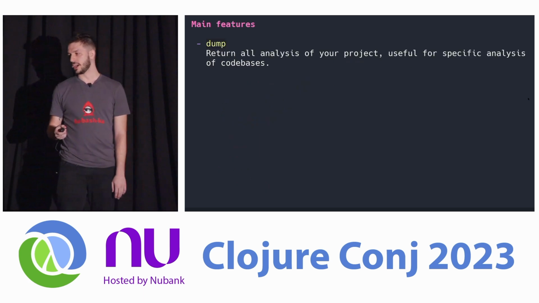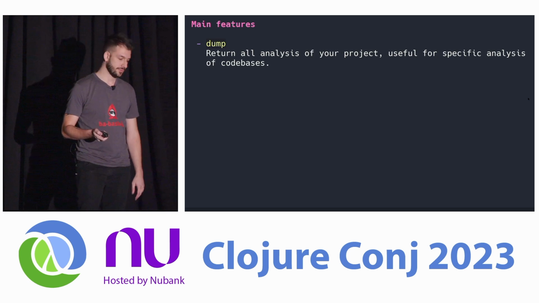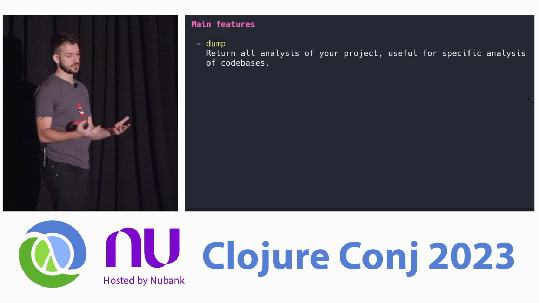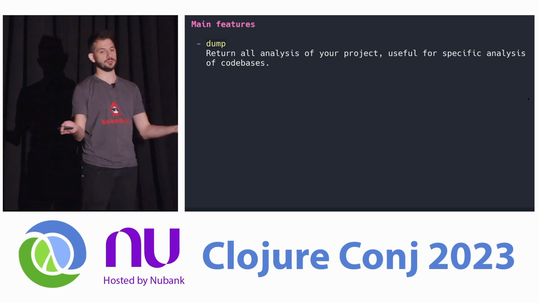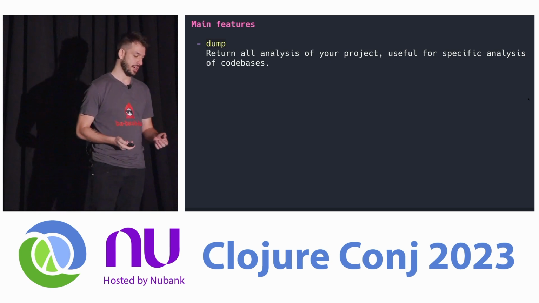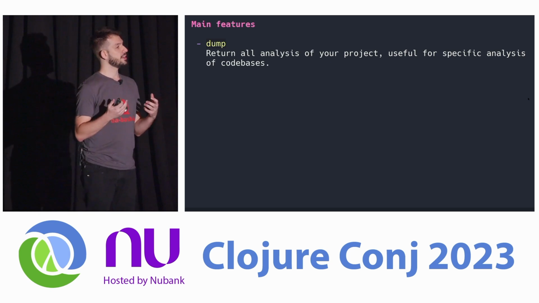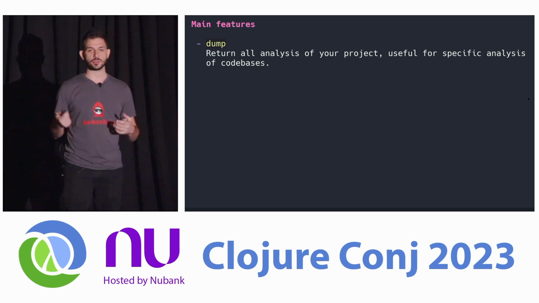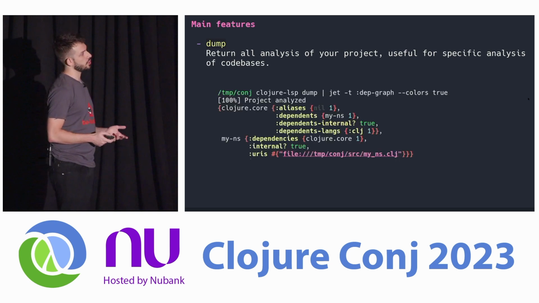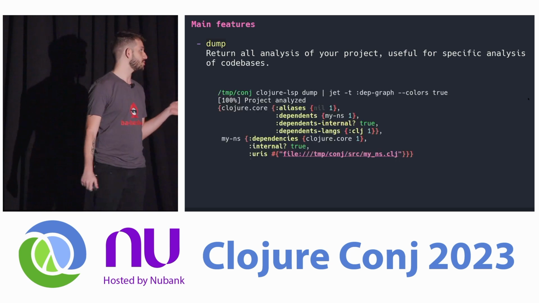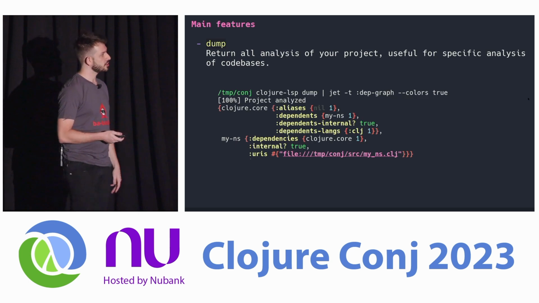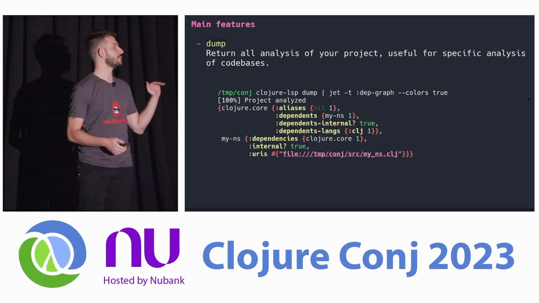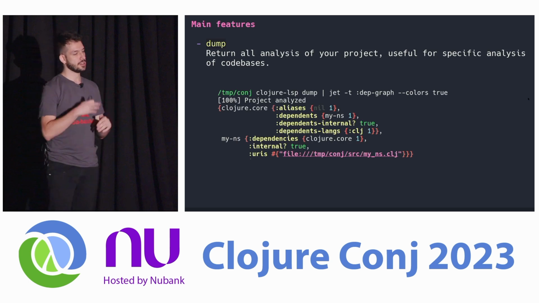And recently, we added this new feature called dump, which is a feature that, since Clojure-lsp knows all those things, it would be nice to just tell you what those things are. So it returns all the analysis of your project, the dependency graph, all the classpath, the source paths, things that you can query about it. So here we are using the dump feature and then passing to jet to query the dependency graph only. And we can see the relation between my namespace and clojure.core being required.